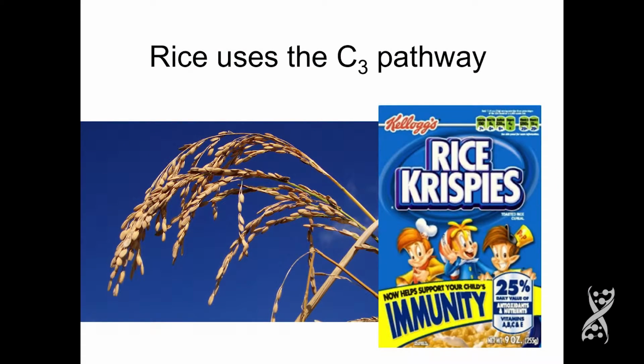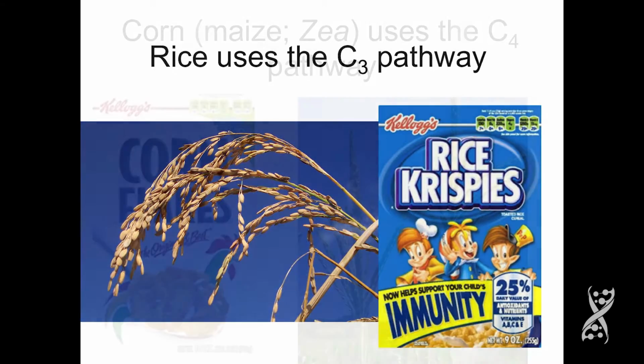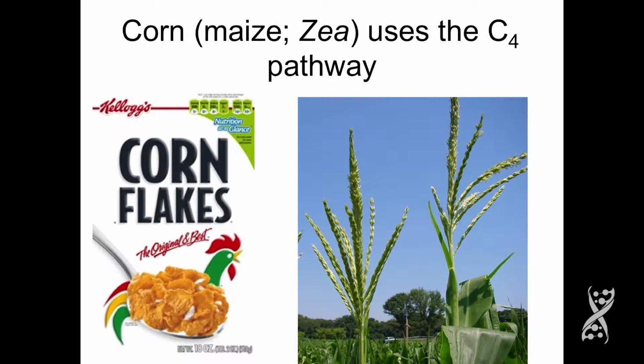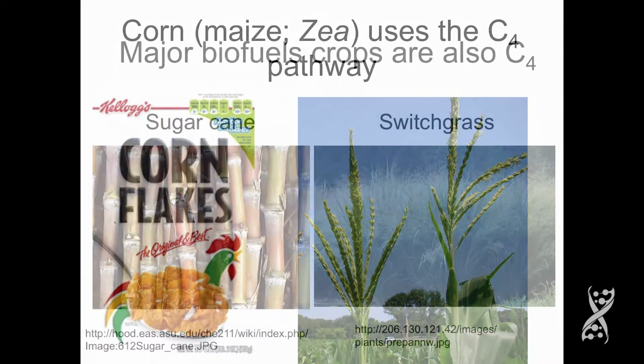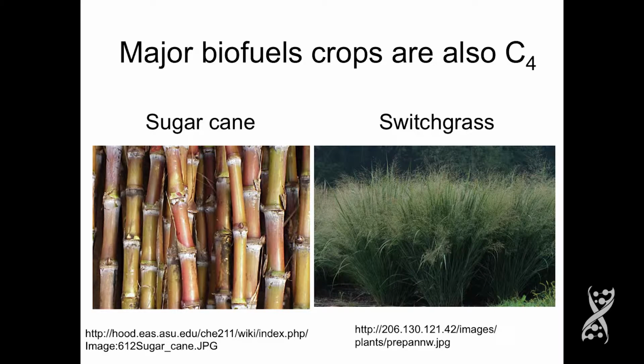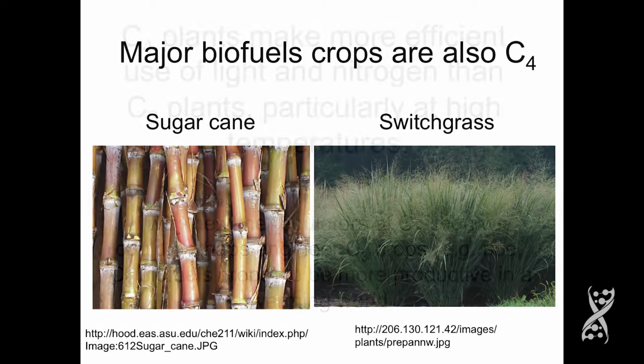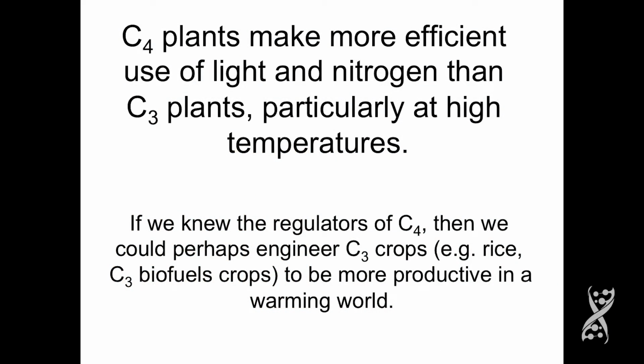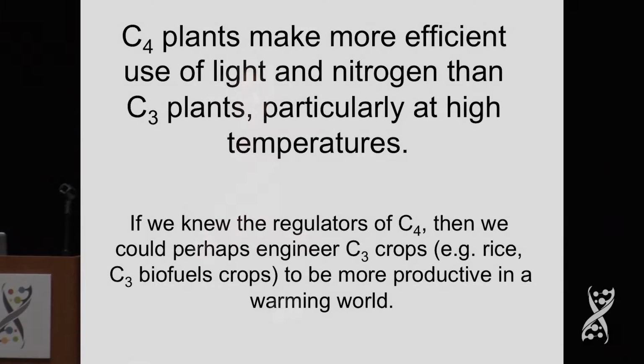So in terms of familiar plants, rice uses the C3 pathway. Maize, or corn, or zea, whatever you want to call it, is C4. In addition, many of the major biofuels crops, things like sugarcane or switchgrass, are also C4 plants. And C4 plants are much more efficient. They make much more efficient use of light, of water, of nitrogen, and hence they're a lot more productive.